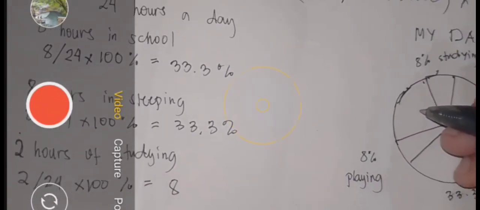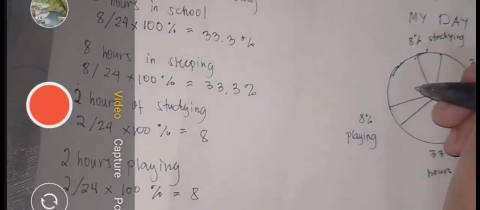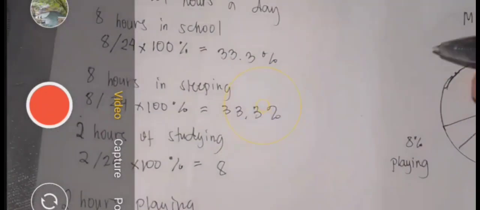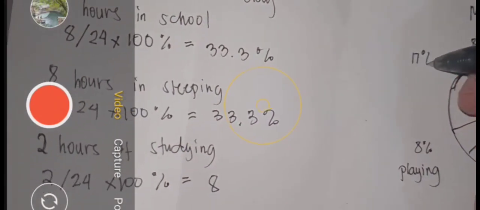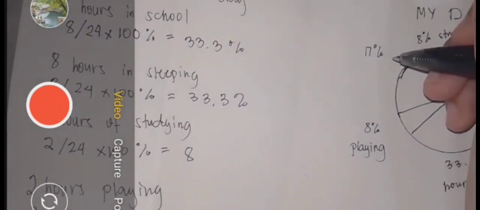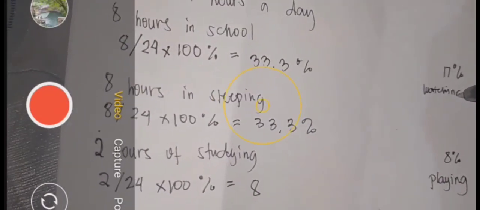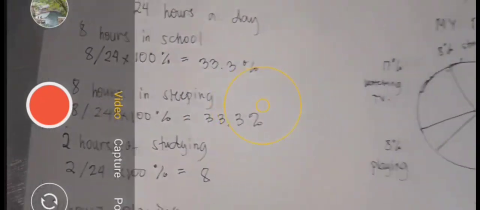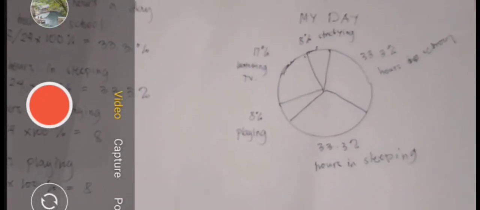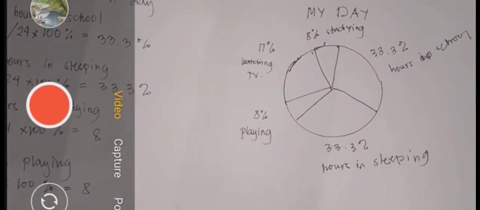And the rest, the left, is the 17%. 17% of what? 17% of watching TV. So here now is our final pie graph.